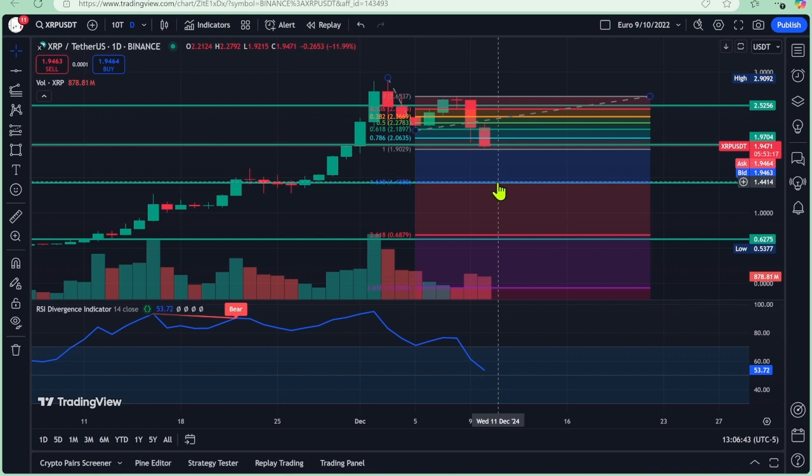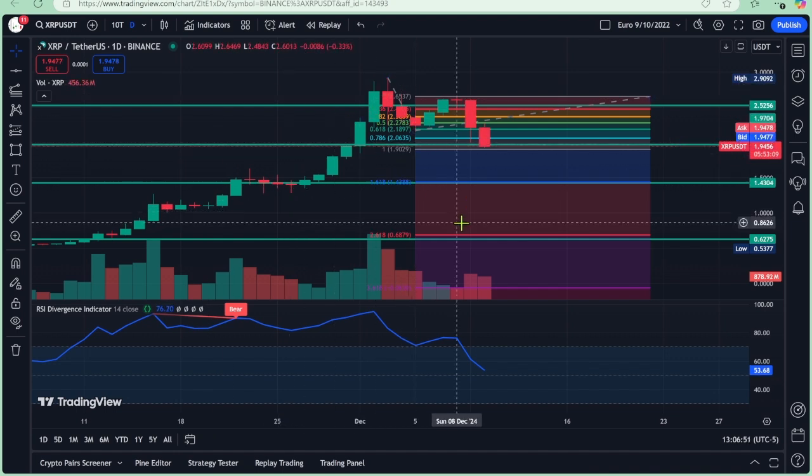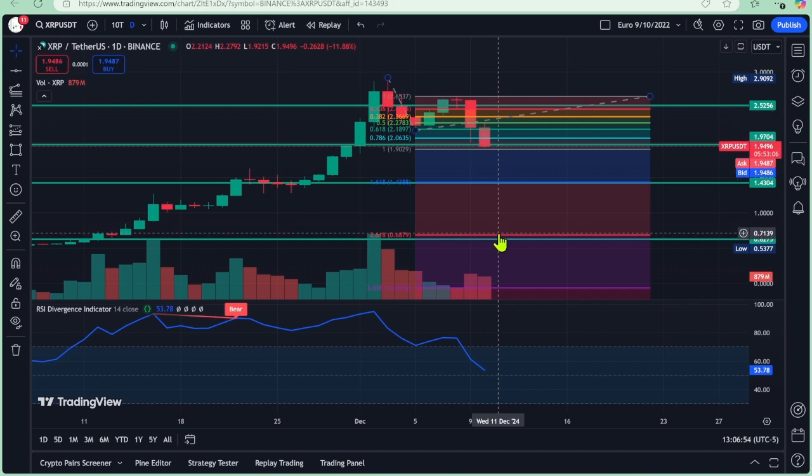And if it breaks through this one, now we're going right back to where it was before all of this election rally started in November. We'll be right back down to 68 cents. So stay tuned, family. Stay tuned.